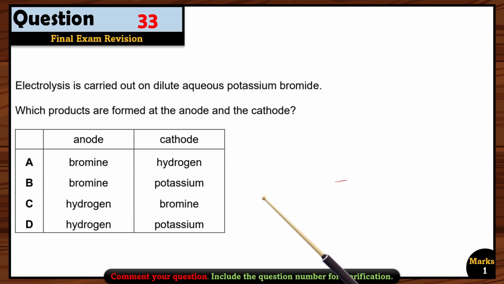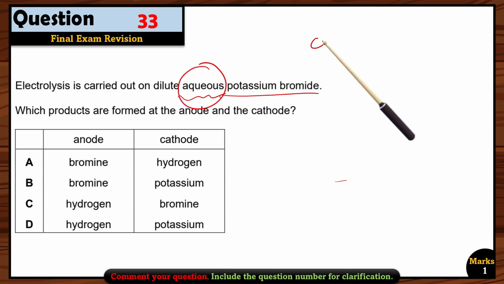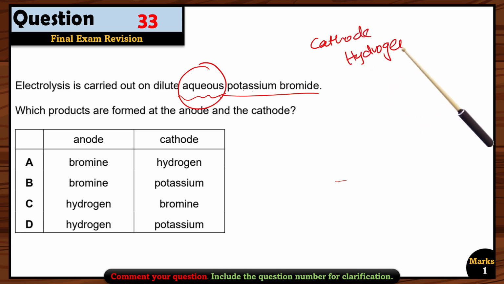Electrolysis is carried out in a dilute aqueous potassium bromide. Okay, so now we have a solution, and we know it is a solution because they use the word aqueous here, right? So whenever you have a solution and the electrolyte is not in the molten form, at the cathode you are going to get hydrogen. Remember that in solution form you will always get hydrogen as a product at the cathode.